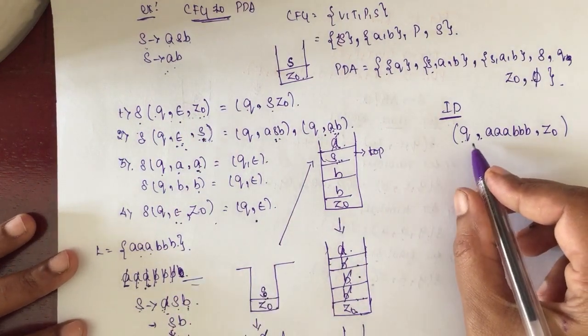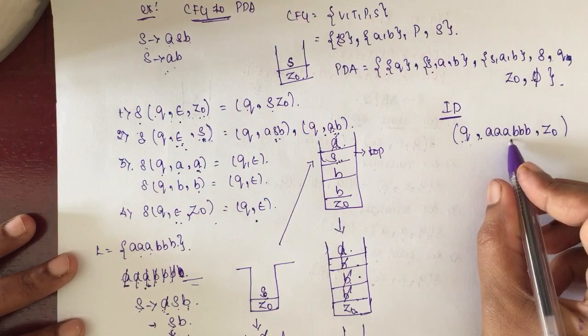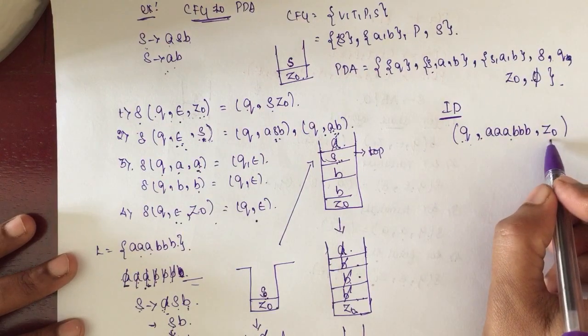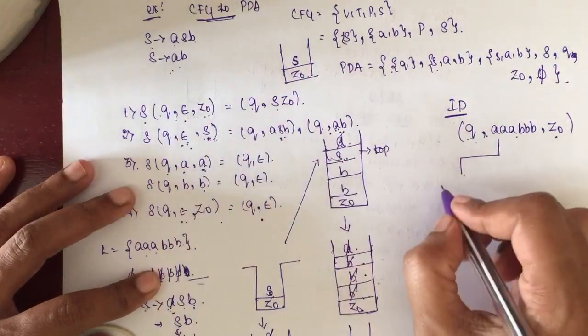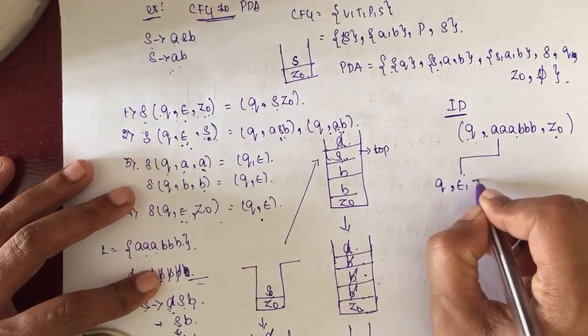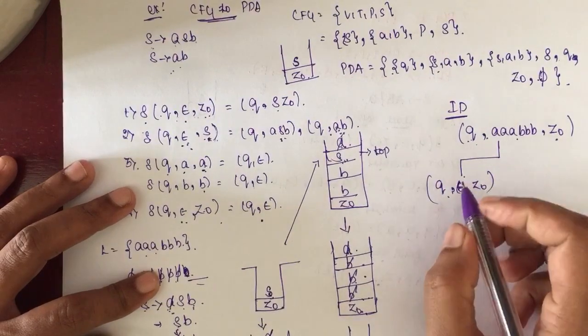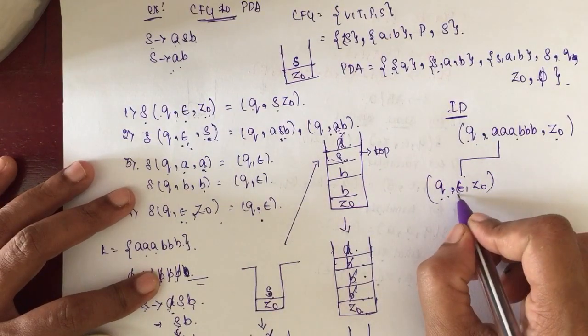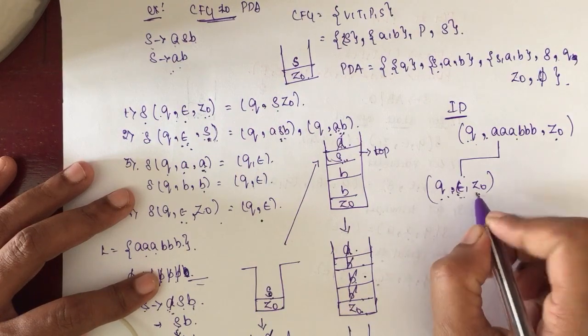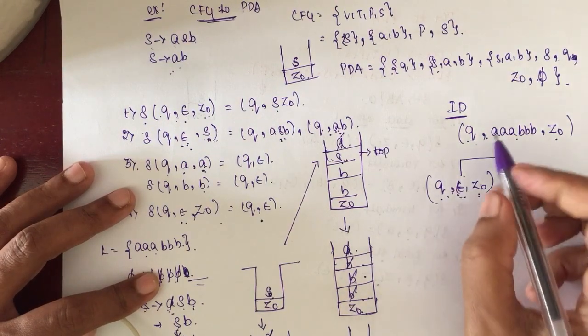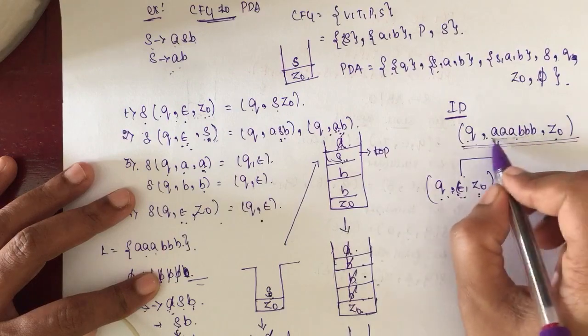So this is a stage: we are in some state, this is our input, and initially inside the stack there will be Z0, right? So what will be the initial stage? The initial stage is Q, epsilon, Z0. So we are in some state, there is no input to read, and your stack top symbol is Z0. When it is in this state, then only you can start doing the process, right?